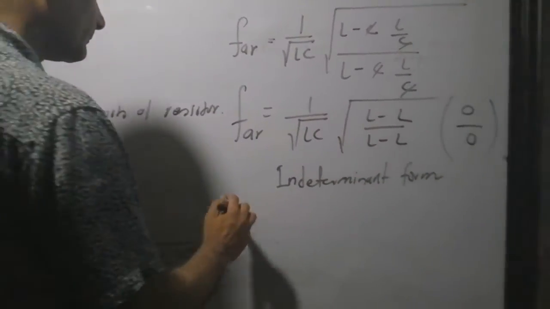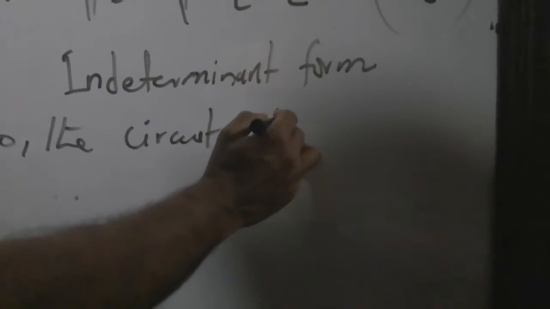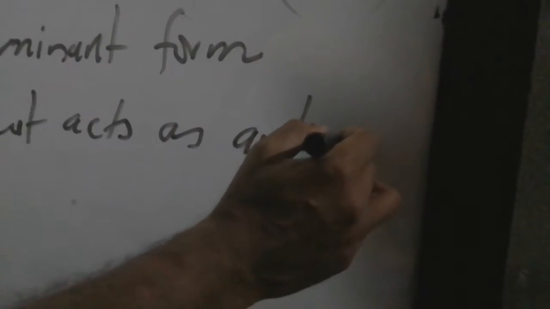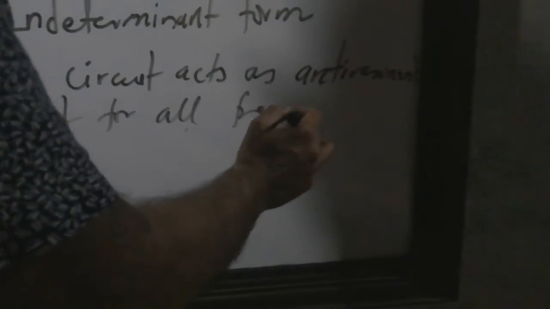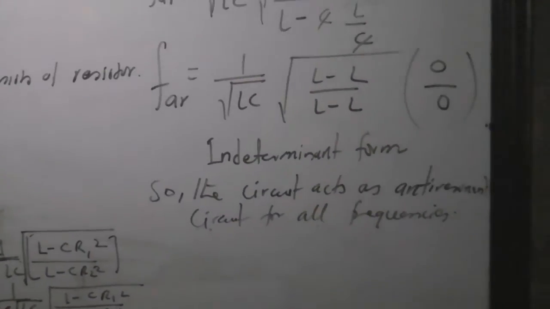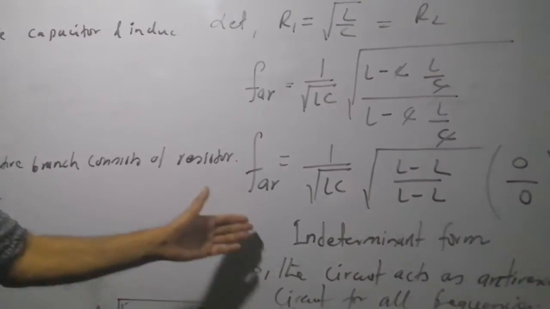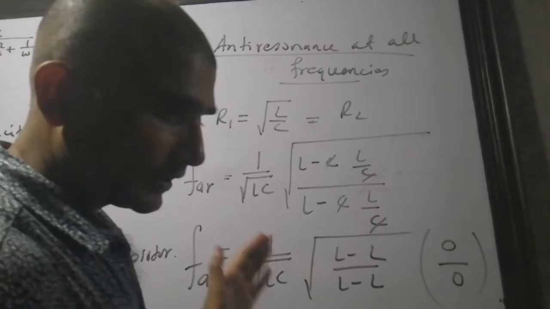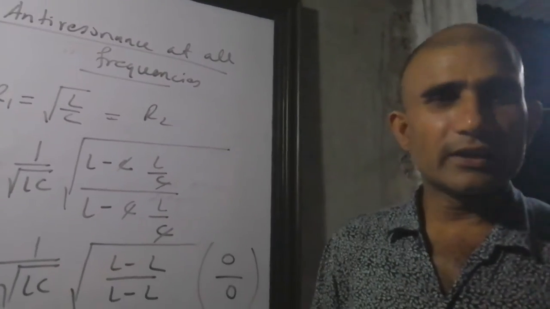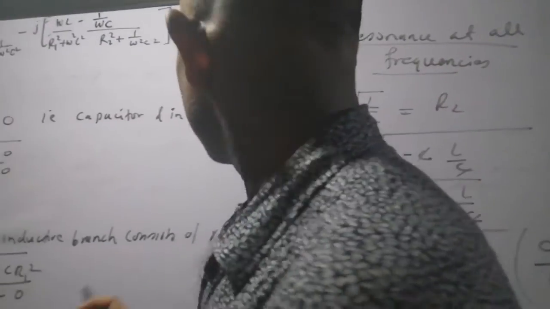So we can conclude that the circuit acts as an anti-resonant circuit for all frequencies. It means this will completely stop any frequency, and so we can make use of this circuit for certain reasons, having a no-signal zone, and so that will be the importance.